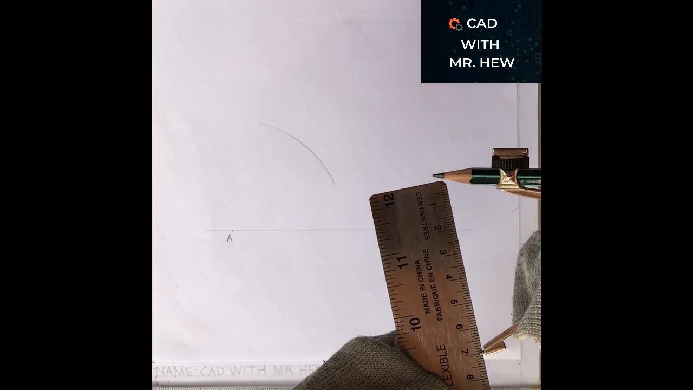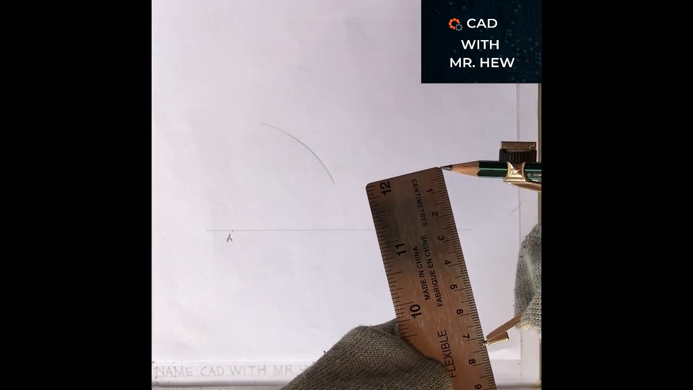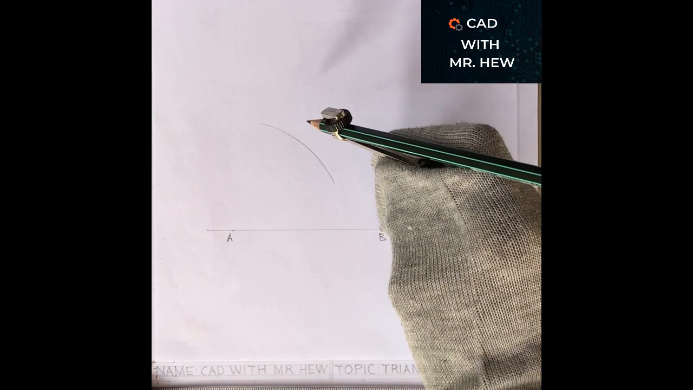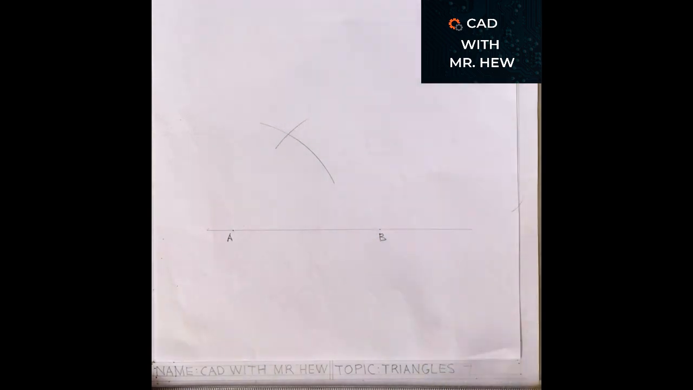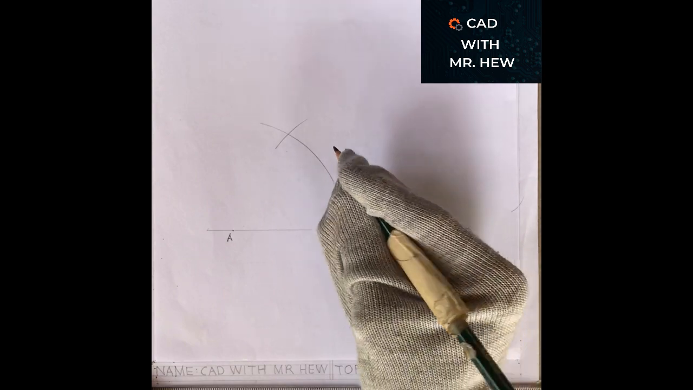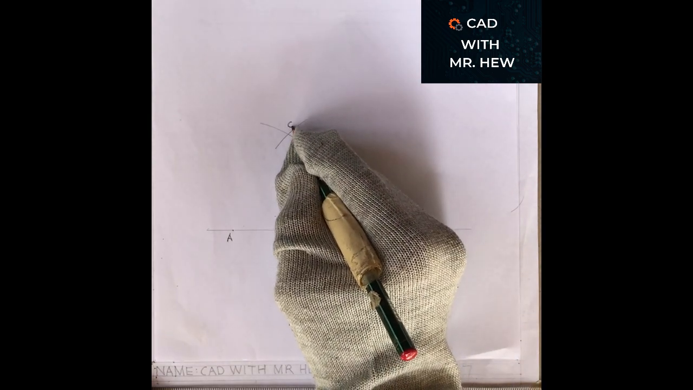Then we're going to measure BC, which is 7 centimeters. Then we're going to put the compass at B, mark an arc to intersect the previous arc drawn from center A. Where the two arcs intersect, we label this point C.